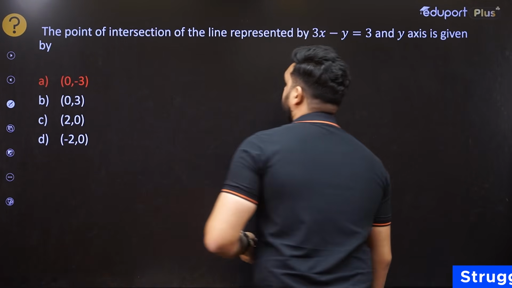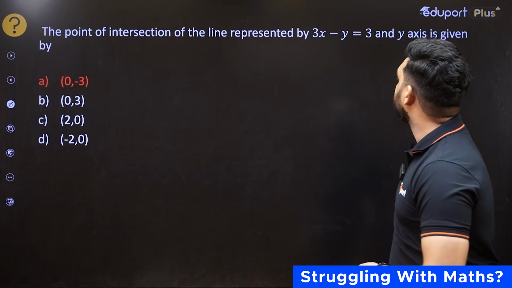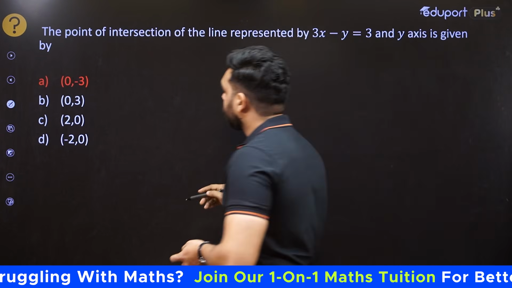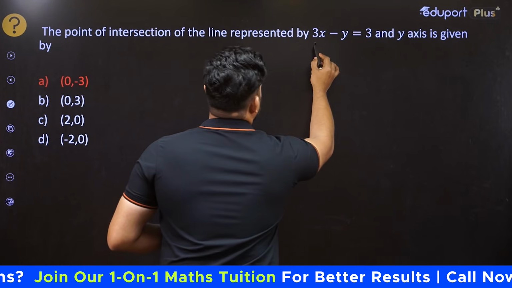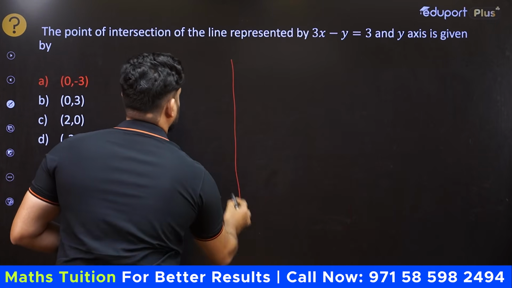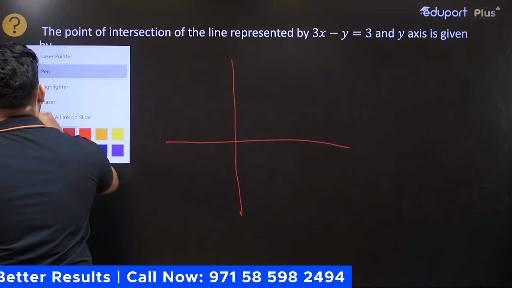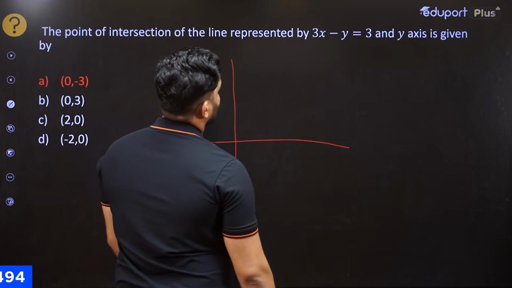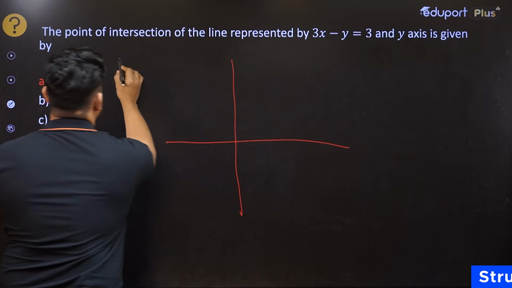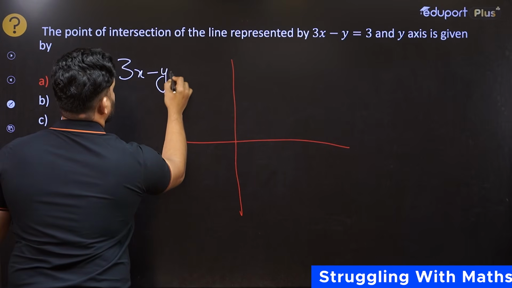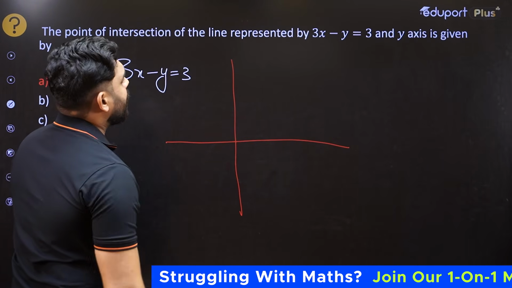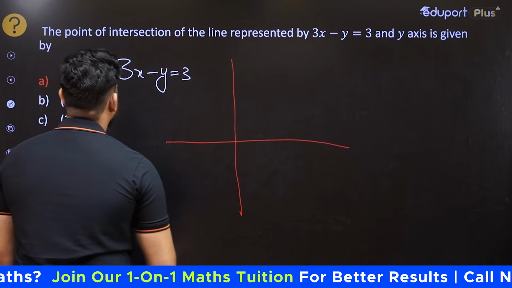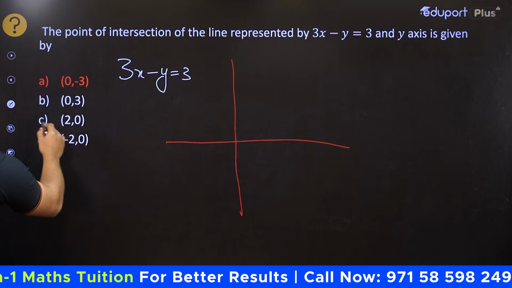Move to the next question. The point of intersection of the line represented by 3x minus y is equal to 3 and the y axis is given by. In this question, we have to draw the line representing 3x minus y is equal to 3 and find where it meets the y axis. So y axis means what will be the x coordinate? The x coordinate will be 0. From there you can eliminate these two options.